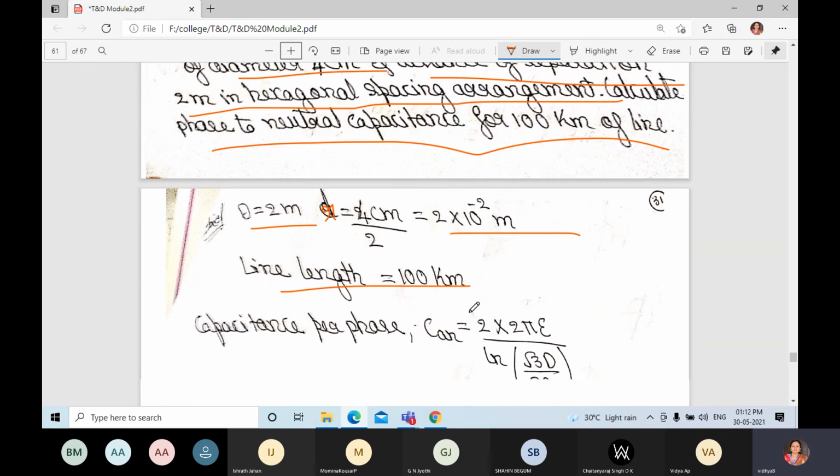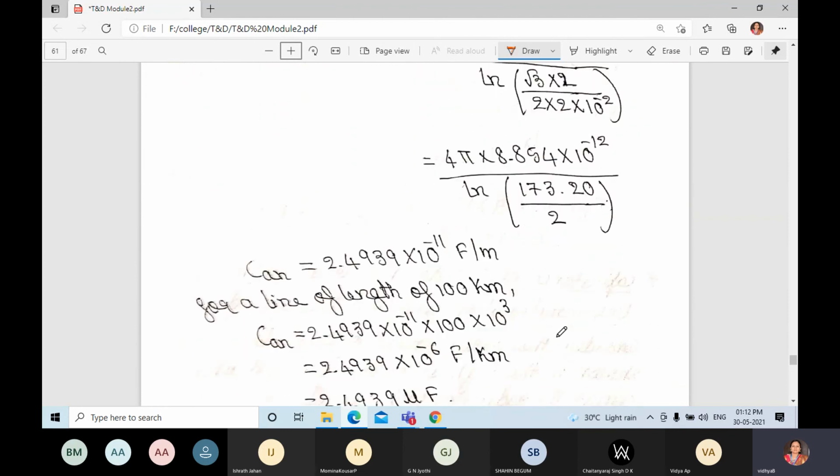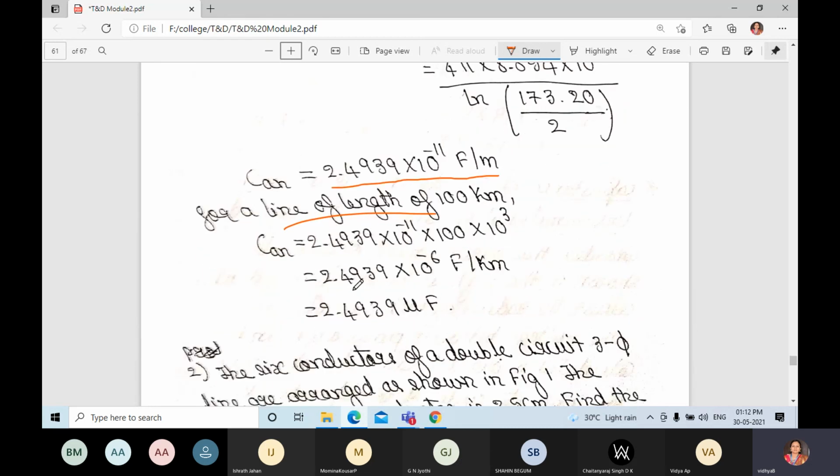The line length they have given is 100 kilometer. Capacitance per phase, what is the equation here? D value we know, R value we know. Just substitute and get the value of CAN: you will get 2.4939 into 10 to the power of minus 11 farad per meter. But they have given the line length in kilometers, so multiply by 100 kilometer. What will you get? 2.4939 into 10 to the power of minus 6 farad per kilometer. That can be written as 2.4939 microfarad per kilometer.